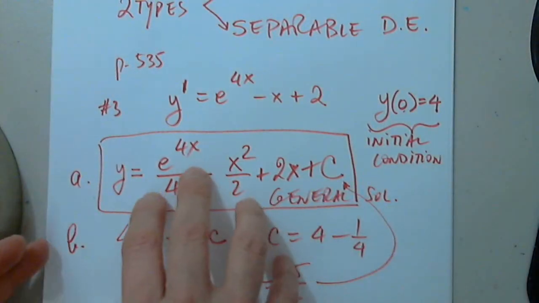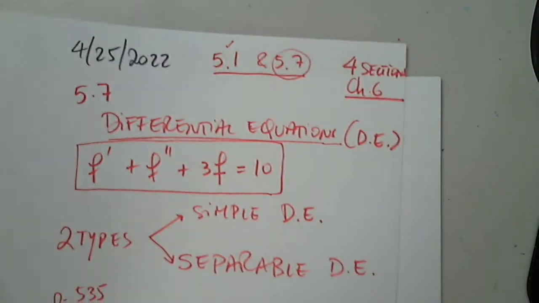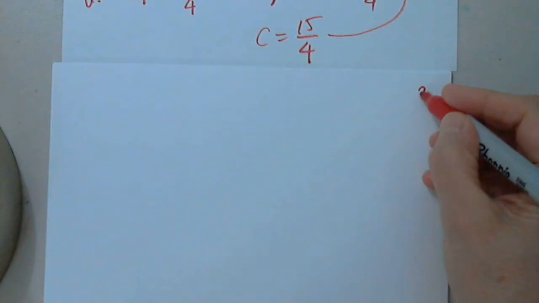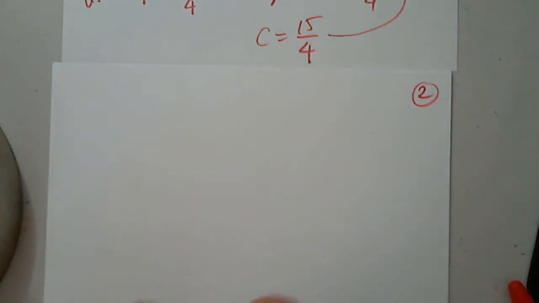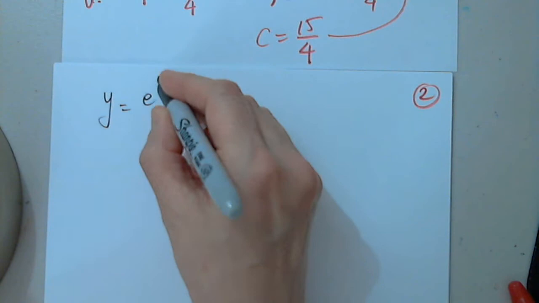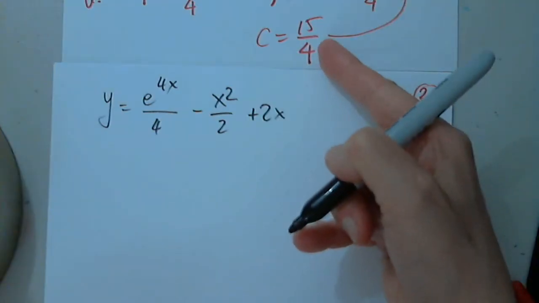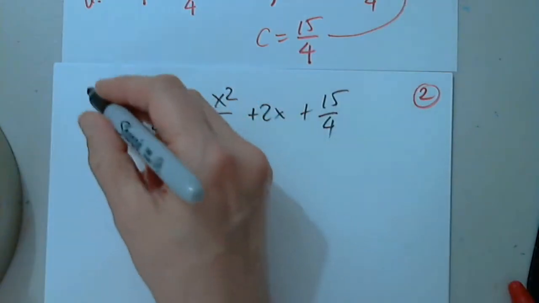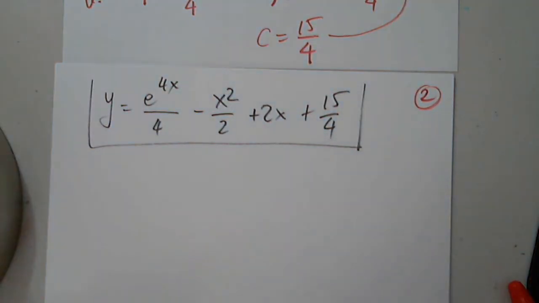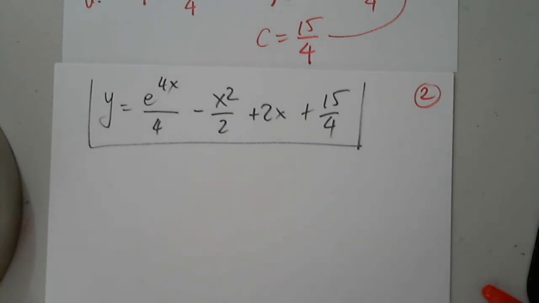Okay, so then I'm going to write the solution, which is the particular solution for the given initial condition. So that would be y equals e to the 4x over 4 minus x squared over 2 plus 2x plus 15 over 4. This is the particular solution that they're asking us to present based on the given condition. Okay, this is one type of problem. This is nothing different from what we covered before.